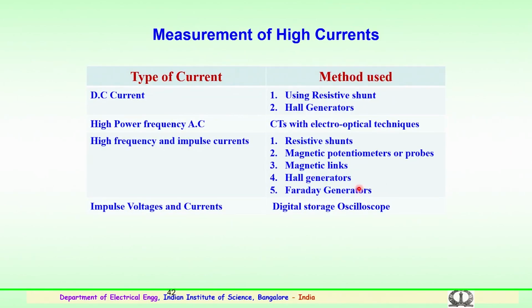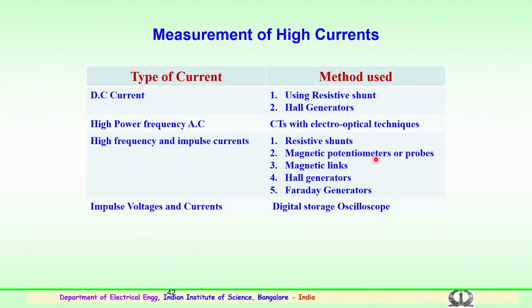Now, measurement of high currents. These are the types of currents and the methods which are used for high currents particularly. For measuring DC current, resistive shunts and Hall generators are used. For high power frequency AC measurements, current transformers with electro-optical techniques are followed. For high frequency and impulse currents, we have resistive shunts, which is basically a resistance connected in parallel with a number of parallel options, and it is used for measurement.